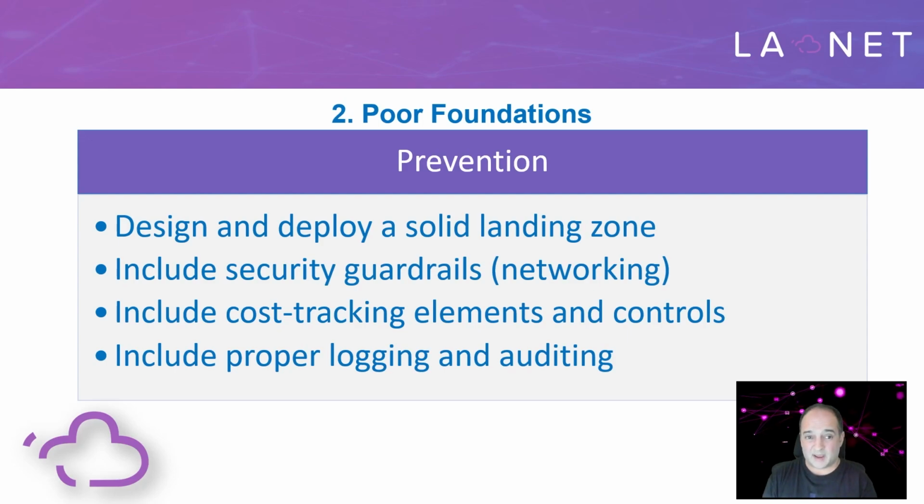Also, cost tracking elements and controls. So you can have controls in the platform that say you're only allowed to deploy these types of resources or these sizes of resources. And that can help with your cost controls and tracking in terms of things like tagging who owns this resource, who created it, when did they create it. You can use tagging to track that kind of information as well, and also include proper logging and auditing of who's doing what in your platform.